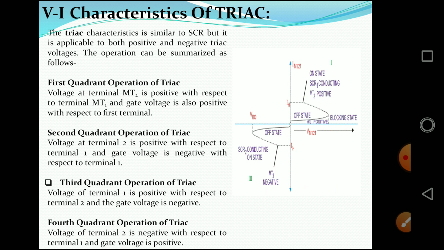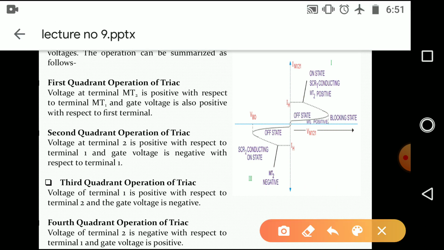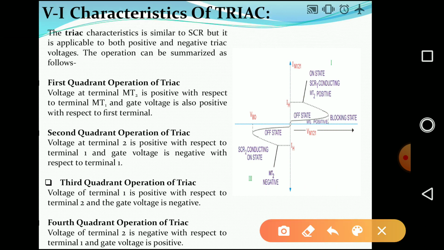Next is VI characteristics of TRIAC. So normally VI characteristics is a graph which is plotted between voltage and current. So voltage is taken on the x-axis and current is taken on the y-axis here. So next, the TRIAC characteristics is similar to SCR but is applied to both positive and negative TRIAC voltages. So construction of a TRIAC is normally same as an SCR only. So two SCRs are connected in anti-parallel connection here.